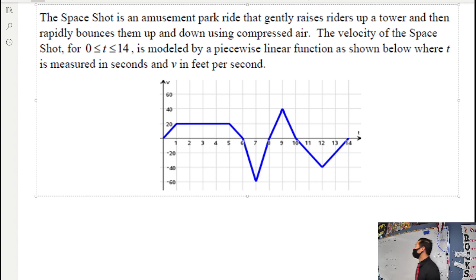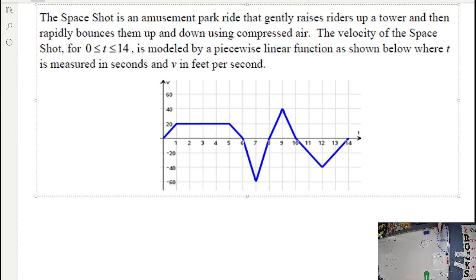So this is a graph of velocity. This isn't a graph of where the position is, right? It's not saying that at t equals 2, it's at 20 feet above the ground. What it's saying is that at t equals 2, this thing is traveling 20 feet per second in the positive direction. At t equals 6, this thing is not moving. It has a velocity of 0. And then after t equals 6, when I go down to t equals 7, it has a velocity of negative 60 feet per second. That means that it's falling at a rate of 60 feet per second, right?